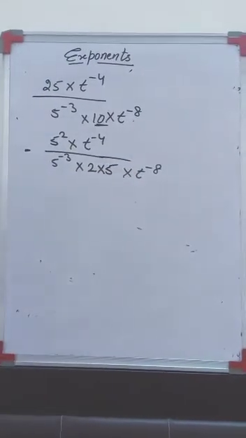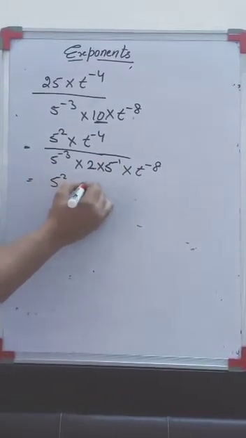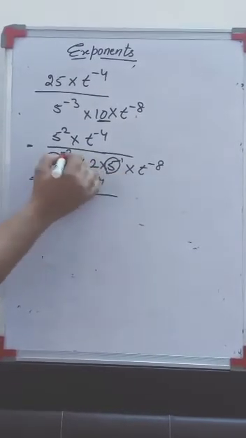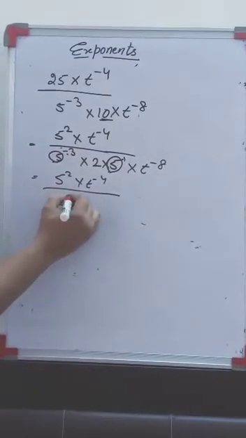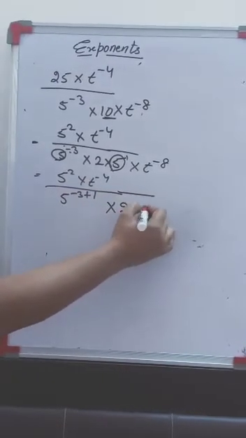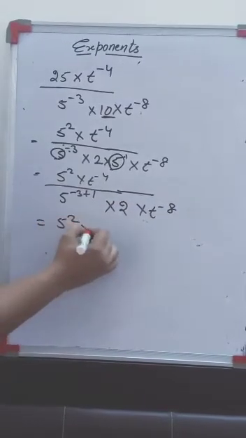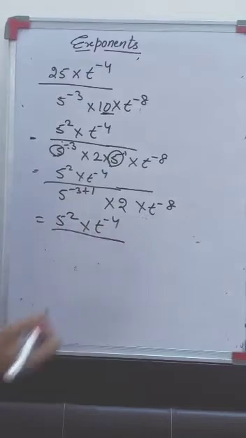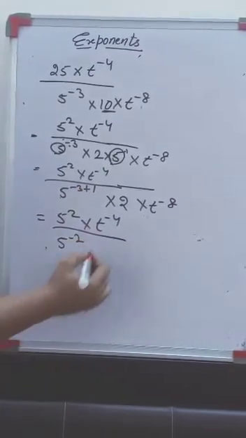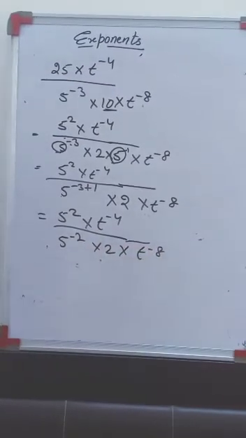Now see, what is the power over here? First we will solve the denominator, 5 square into t raised to power minus 4. Bases are equal, then powers will get added. So minus 3 plus 1 into 2 as it is into t raised to power minus 8. So 5 square into t raised to power minus 4 divided by, this is what? 5 raised to power minus 2 into 2 into t raised to power minus 8, right?